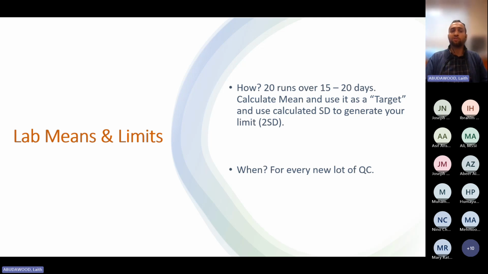When do I do this process? For every new lot of QC. And you receive QC lots every few months, so that should not be a problem for the lab.